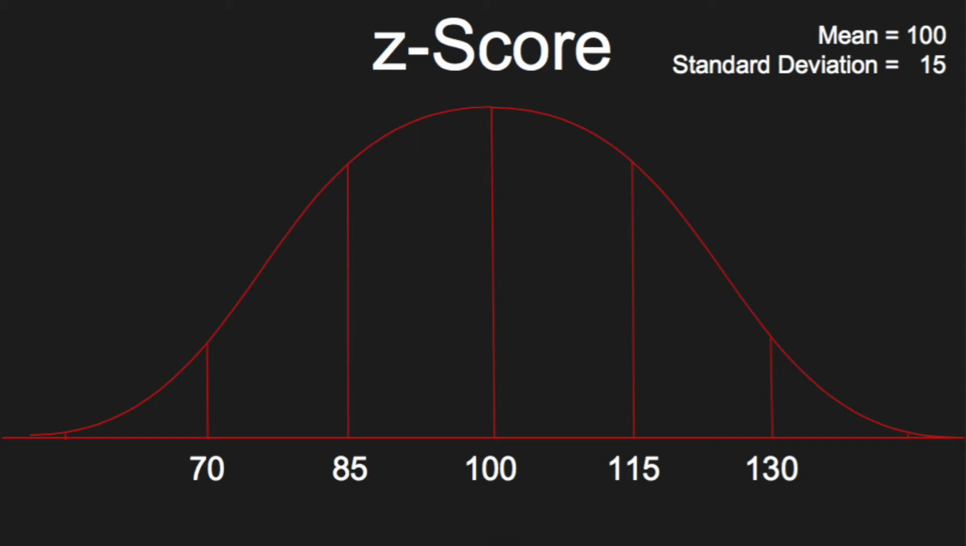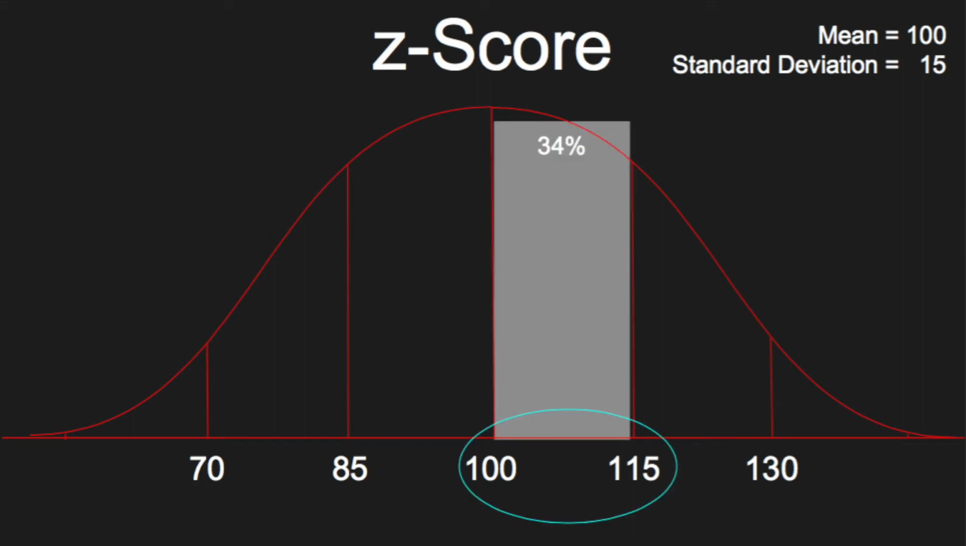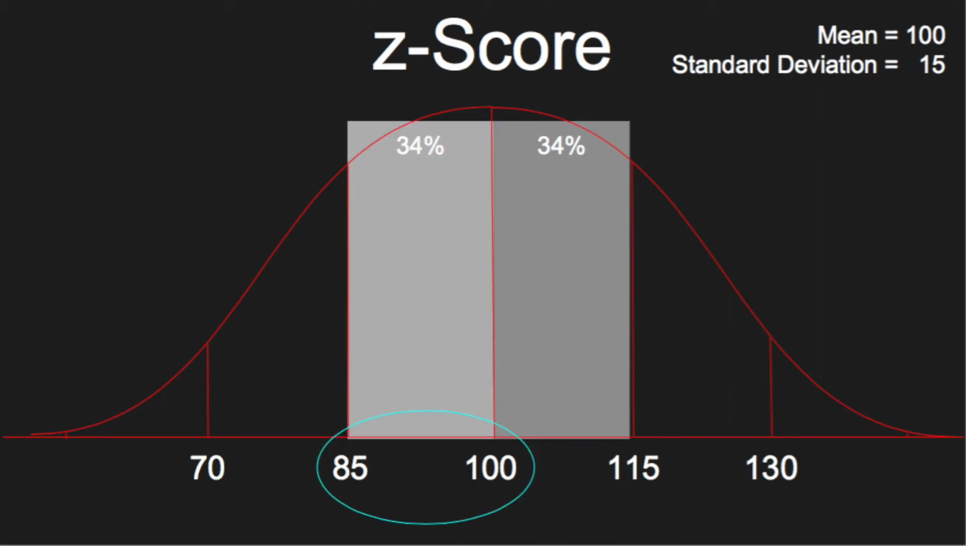But what about the bell curve above? This represents the density of the population who fall into this region. Between the mean and one standard deviation up, there lies 34% of the population. That means that 34% of the population have an IQ score between 100 and 115. Likewise, on the left side, 34% of the population have an IQ score between 85 and 100.